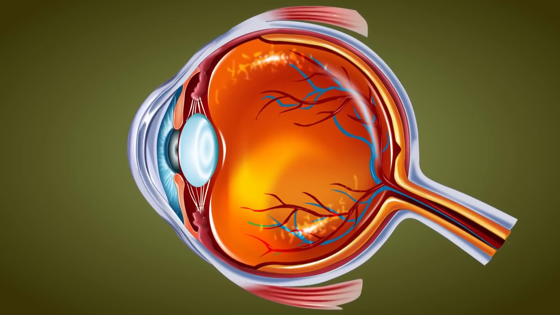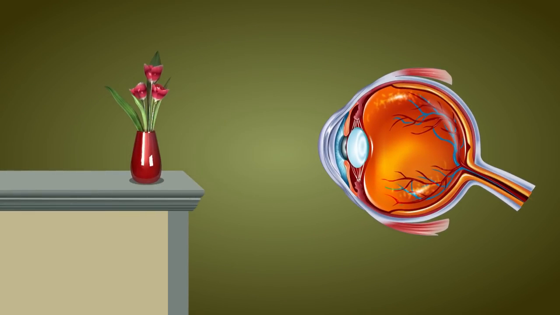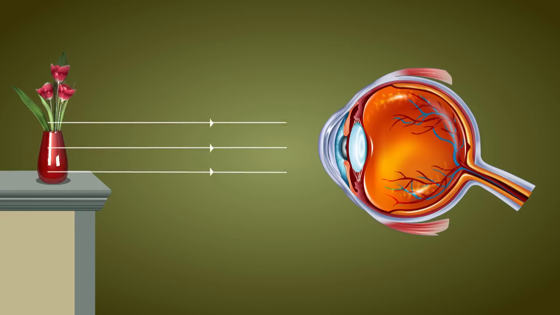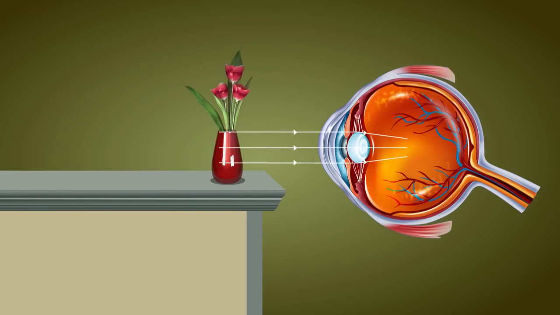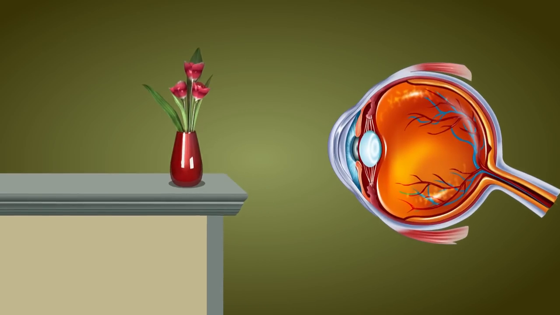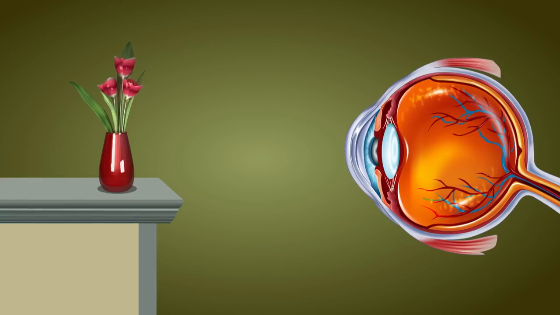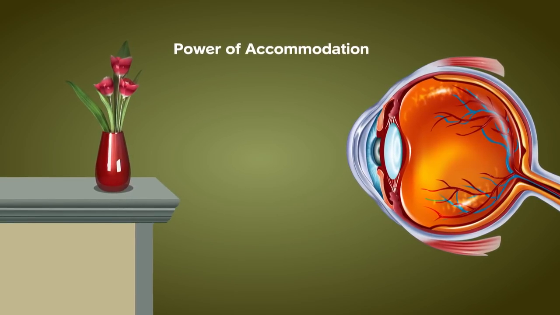lens. To view a distant object, the muscles relax, the lens becomes thin, and its focal length increases. To view a nearby object, the muscles contract, the lens becomes thick, and its focal length decreases. This ability to adjust its focal length is called the power of accommodation of the eye.